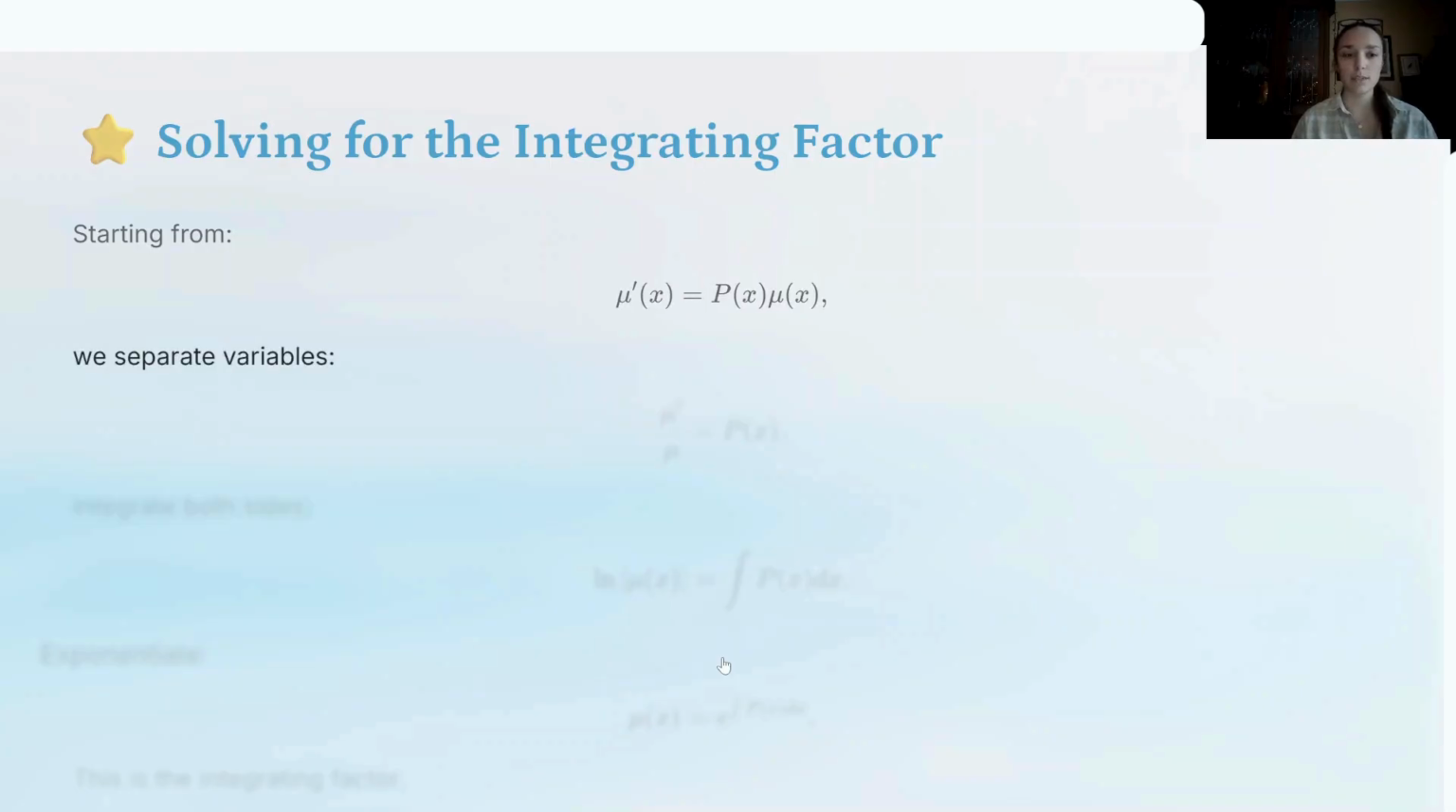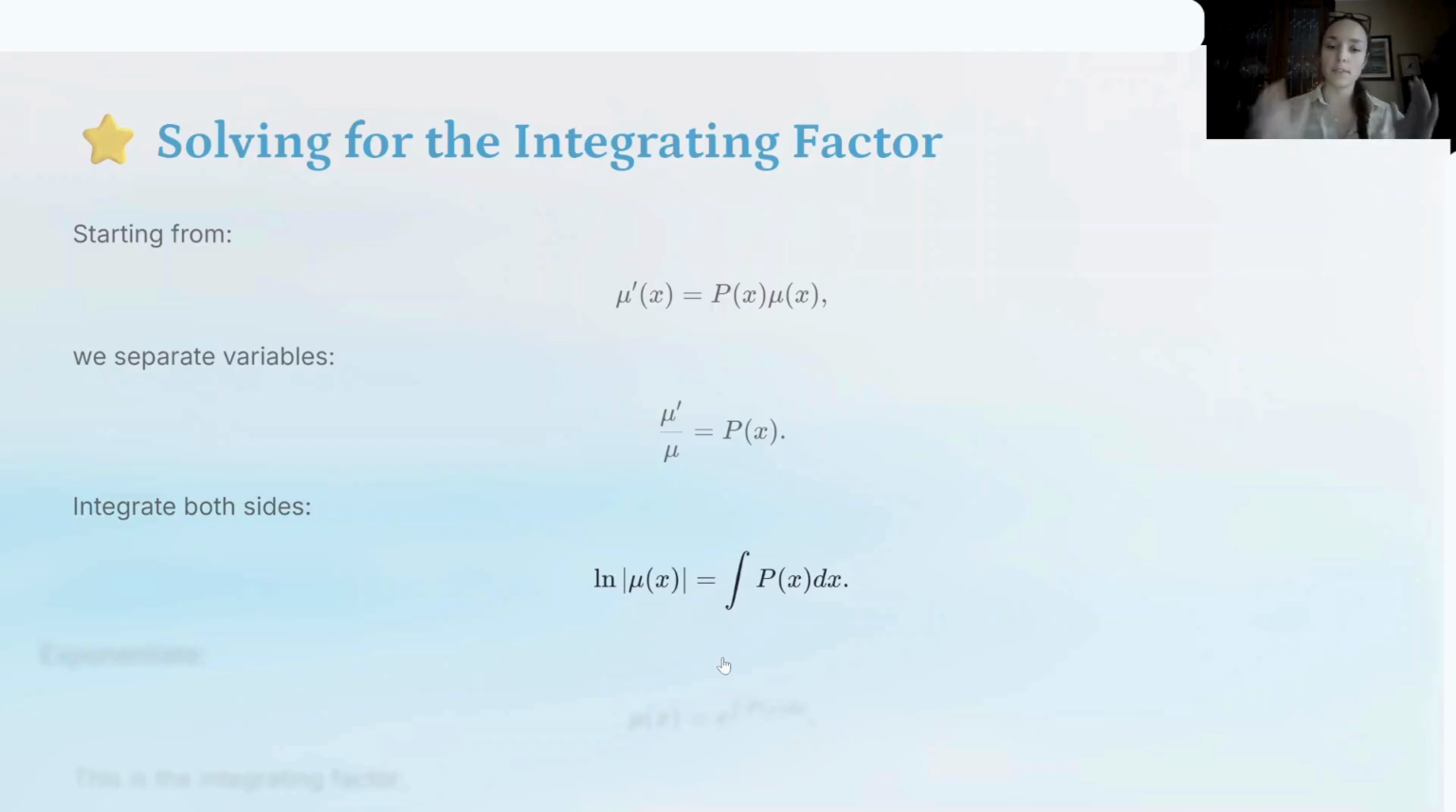We can use separation of variables here as our integrating method. We can rearrange our equation such that we divide the mu down, so we have all our mu on one side and our p of x on the other side. By integrating both sides, we get that the integral of the left-hand side is ln of the absolute value of mu, and then we simply take the integral of the right-hand side, which is p of x.